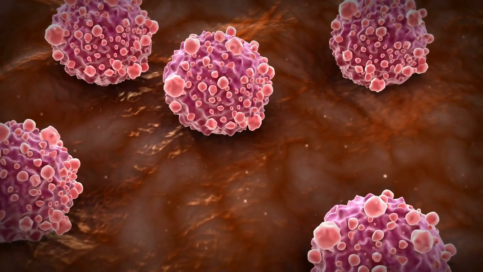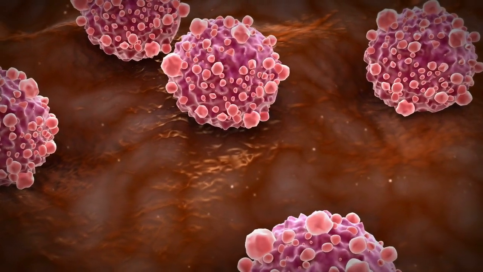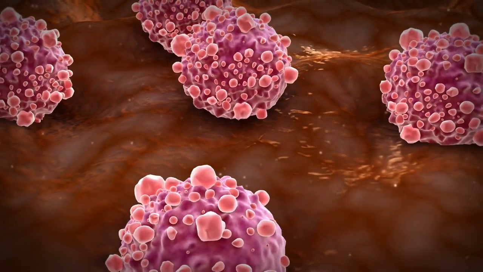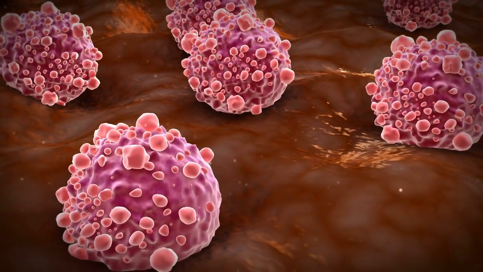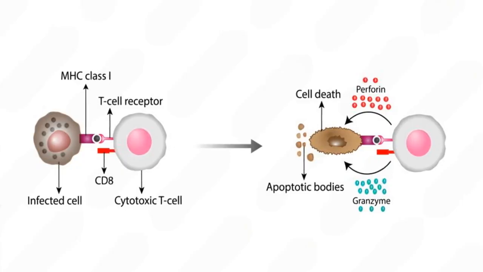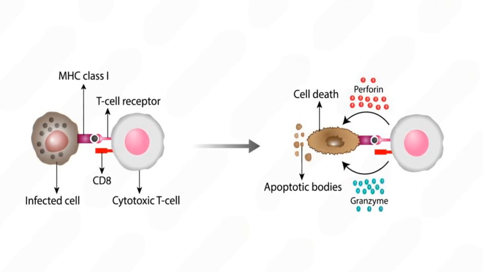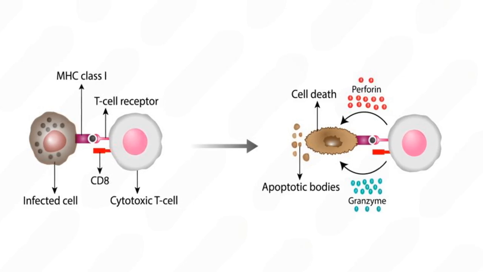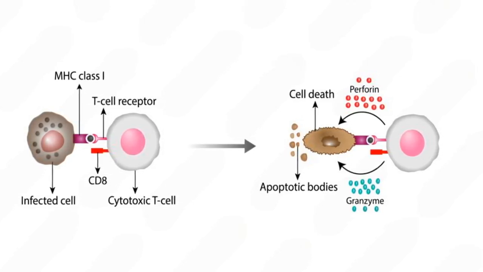Number 2. Endogenous antigens. Endogenous antigens are produced within the host cells, either through normal cellular processes, infection by intracellular pathogens, such as viruses or certain bacteria, or mutations in self-proteins, as seen in cancer. Endogenous antigens are processed in the cytoplasm and displayed on the cell surface via MHC class I molecules. CD8+ cytotoxic T cells recognize these antigens and target the infected or abnormal cells for destruction.